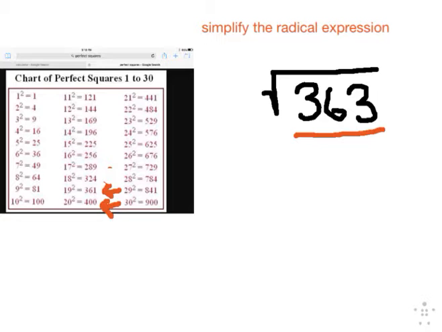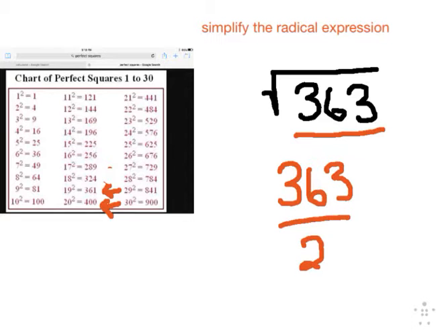So we'll start out with always our 2. So we would do 363 divided by 2 and try to see if we can get a whole number out. When we use our calculator, we can do 363 divided by 2. And we see that gives us a decimal. That's 181.5. So we know that 2 will not work. So we're going to erase 2.